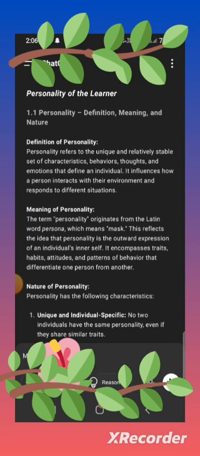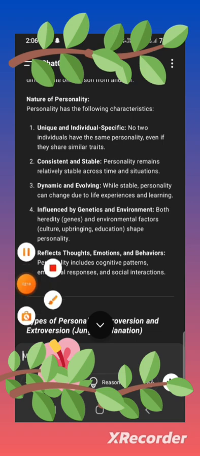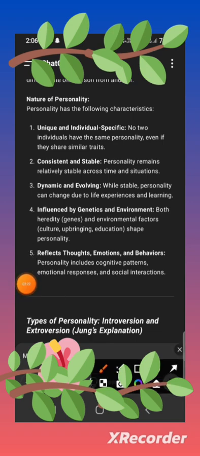So, then the nature of personality. Personality has several characteristics: uniqueness, consistency, dynamic nature, influenced by heredity and environment, multidimensional.